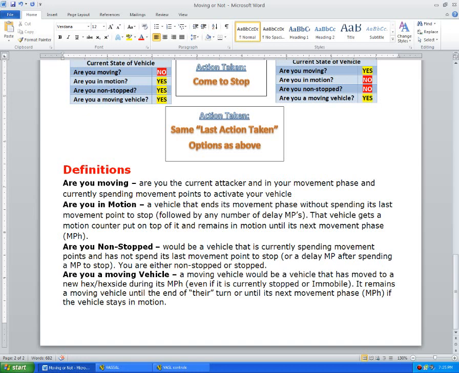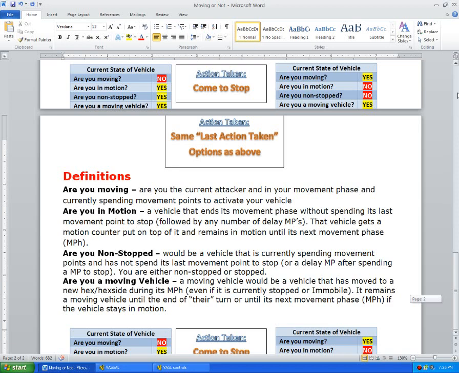A moving vehicle, again, once you move to a new hex or hex side, you're going to remain a moving vehicle until the end of your turn. If you don't spend any movement point or your last movement point to stop, then you're going to be considered a moving vehicle until the start of your next movement phase. Let's see how all this comes into play now in our flow chart.